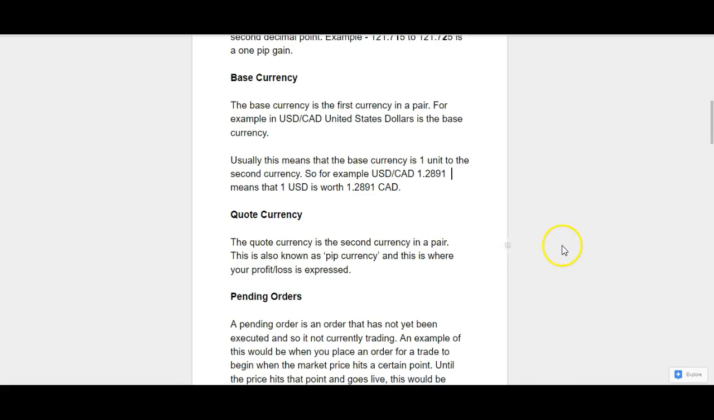The quote currency is the second currency in the pair, and this is also known as the pip currency, and this is where the profit and loss is expressed.